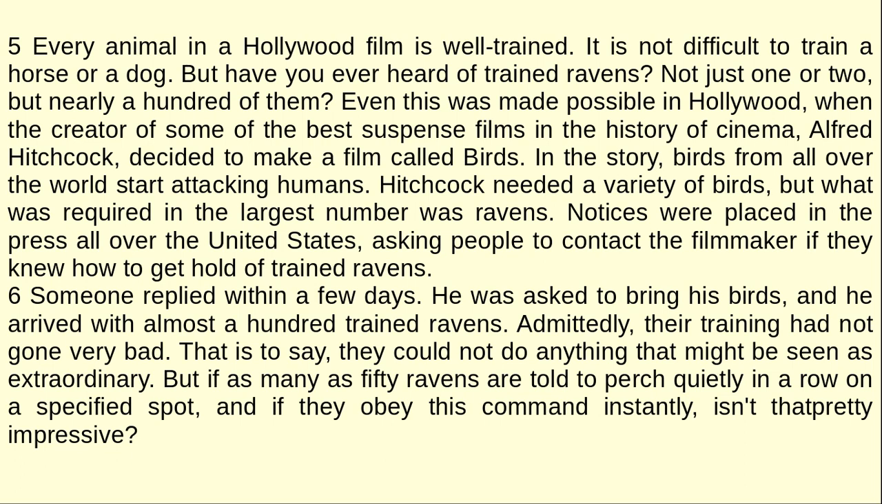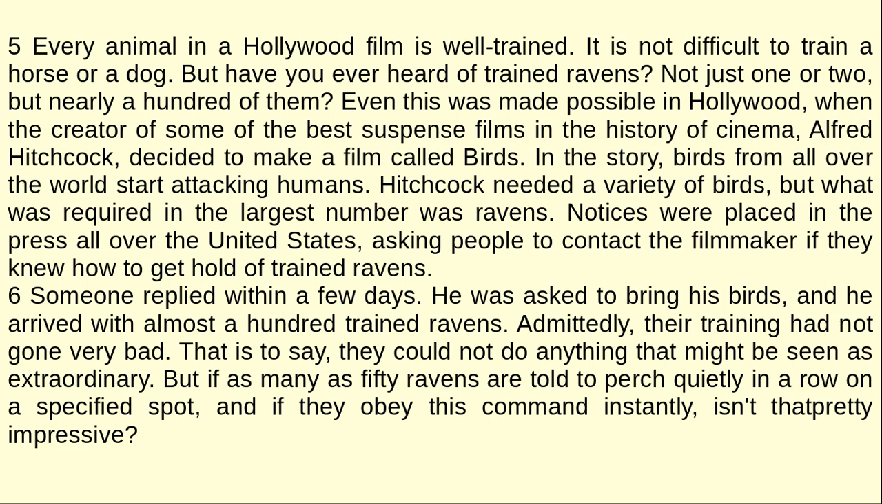Alfred Hitchcock, in his film Birds. What's the story of the film Birds? Birds from all over the world start attacking humans. Hitchcock needed a variety of birds, and what was required in the largest number? It was the ravens.